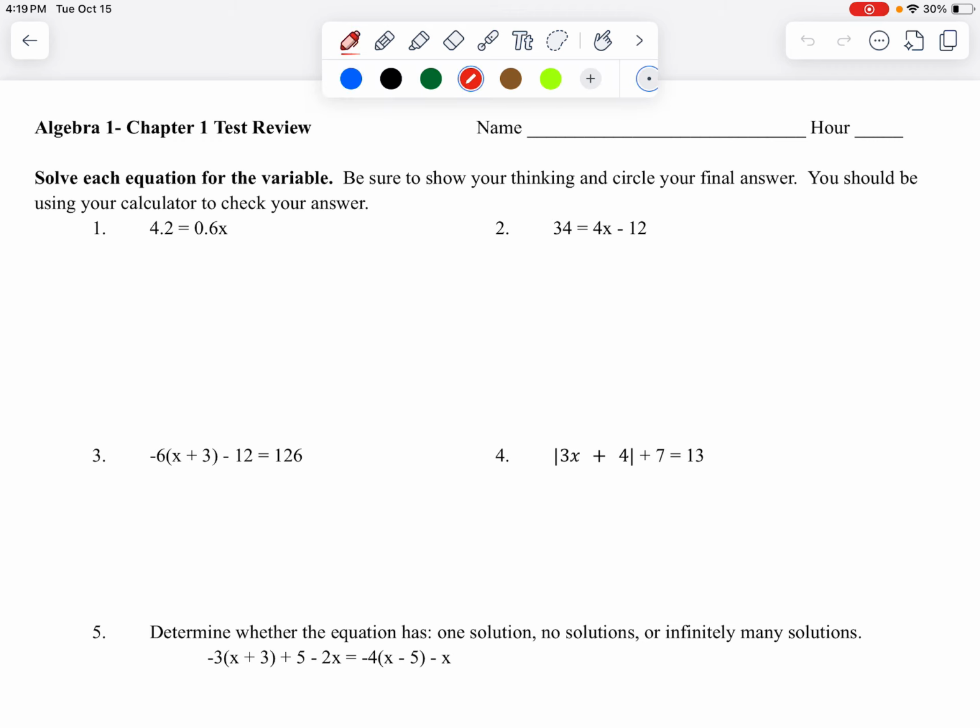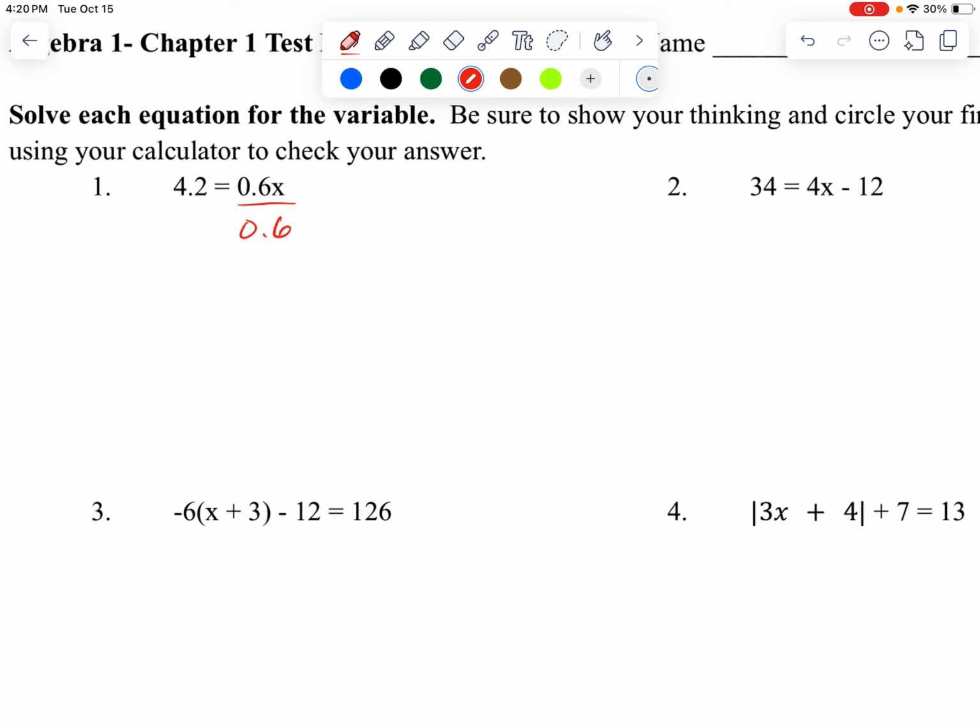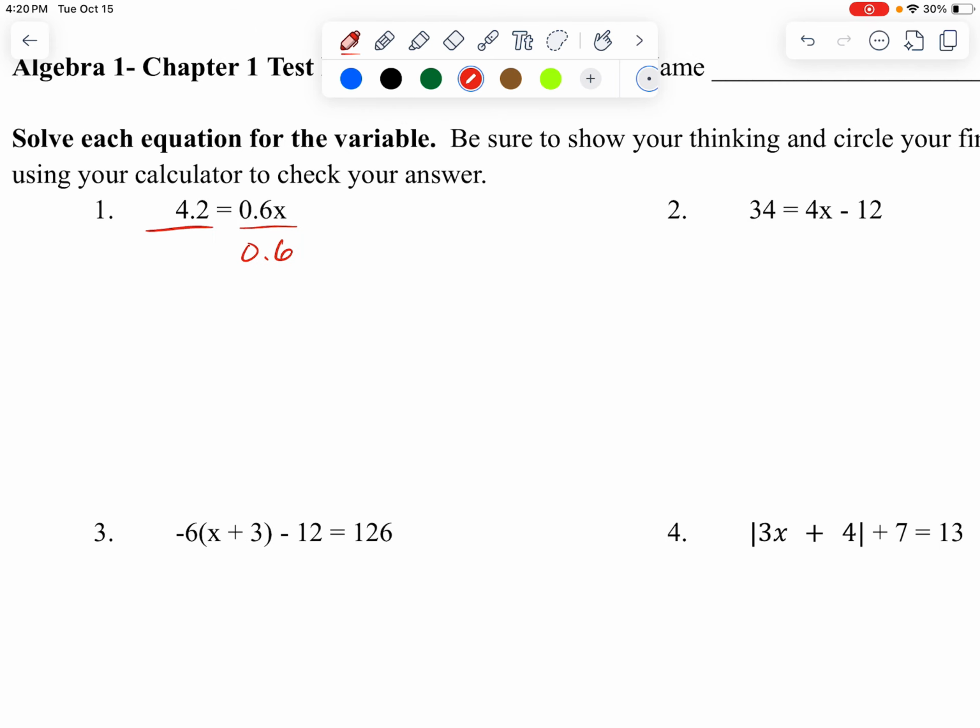And so we always want to get rid of those. I want to get rid of this 0.6 and leave myself with just x. I do that by using inverse operations. Since that's being multiplied by x, I would divide by 0.6. And whatever I do to one side of the equation, I have to do to the other. That's going to turn into 1 and basically go away. I'll be left with just x on the right side of the equation.